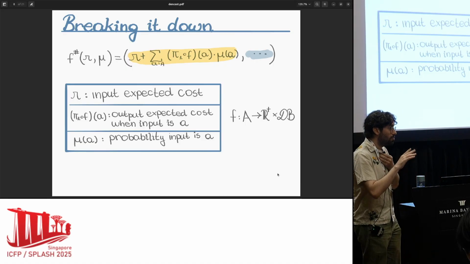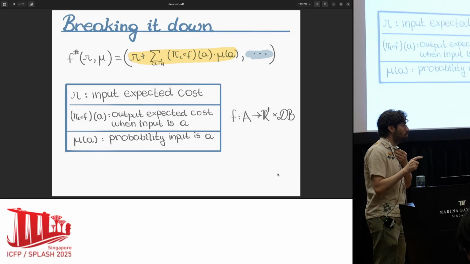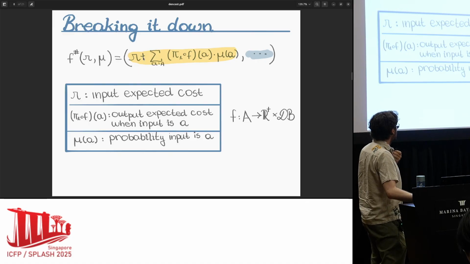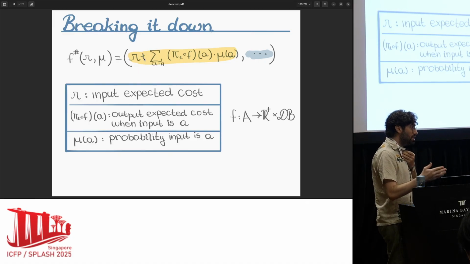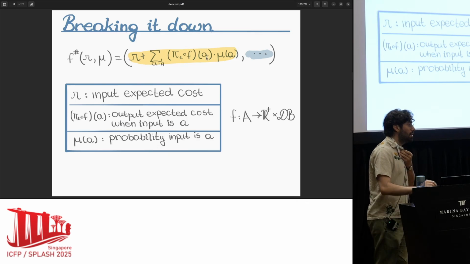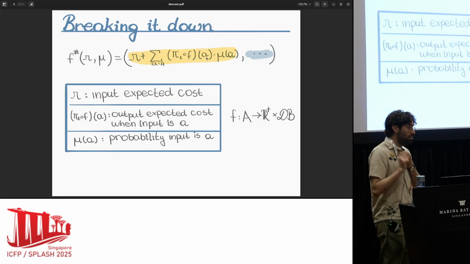But now we make things random a little bit, right? So we add the expected cost of the input. So you have this R here, which is the average cost of the input, plus the cost of the continuation, but it's average. So you have here the average cost of the continuation given input A, and then you average out by the input distribution.